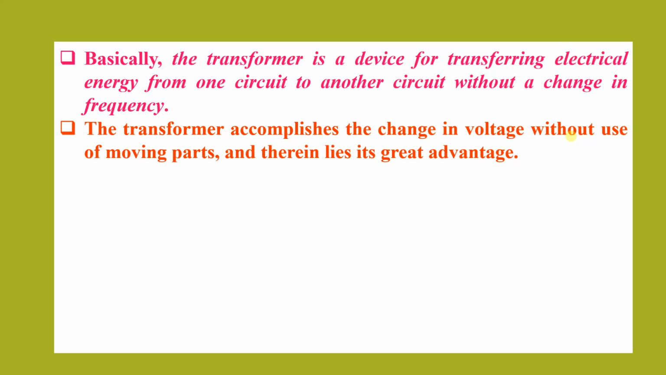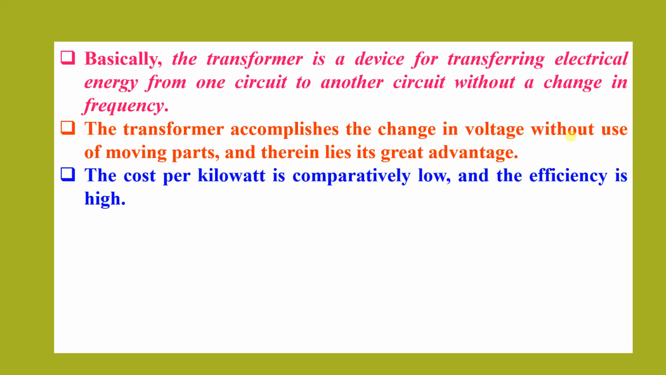The transformer accomplishes the change in voltage without use of moving parts, and therein lies its advantage. That is why it is called a static device. The cost per kilowatt is comparatively low and the efficiency is high. The cost per kilowatt is comparatively low means that the cost of the power produced by the transformer is low, and it gives high efficiency, nearly 98 to 99%.